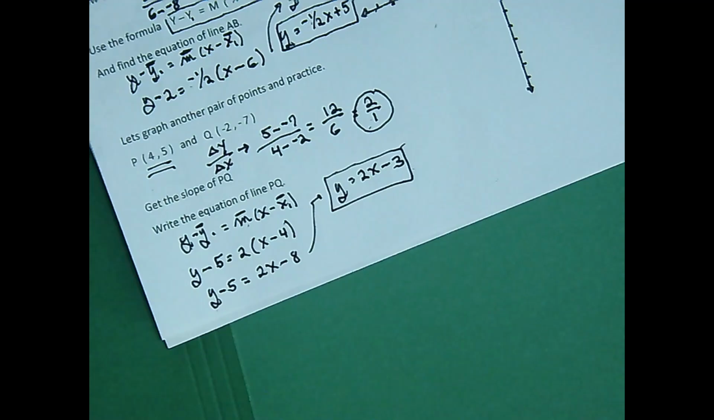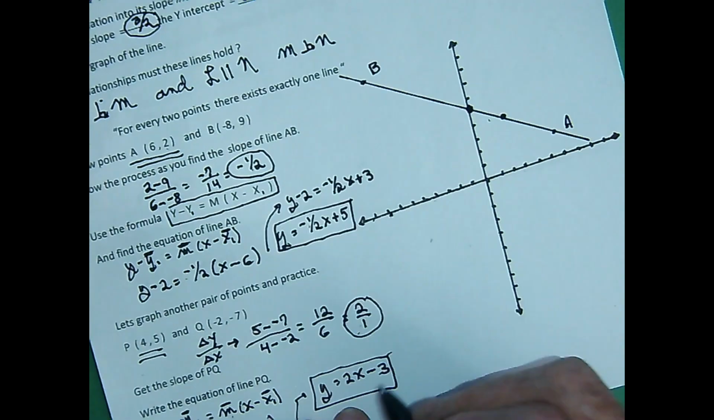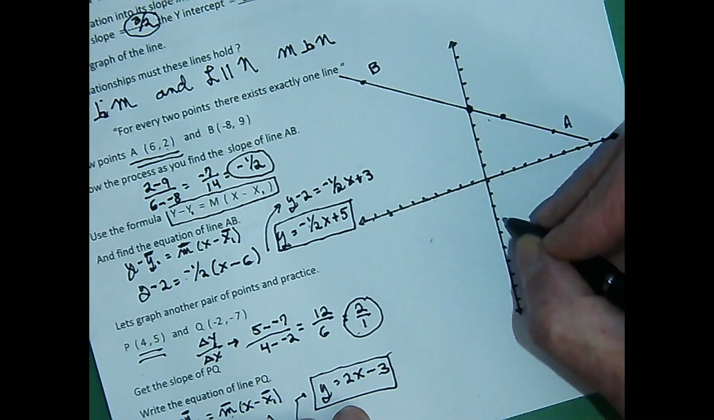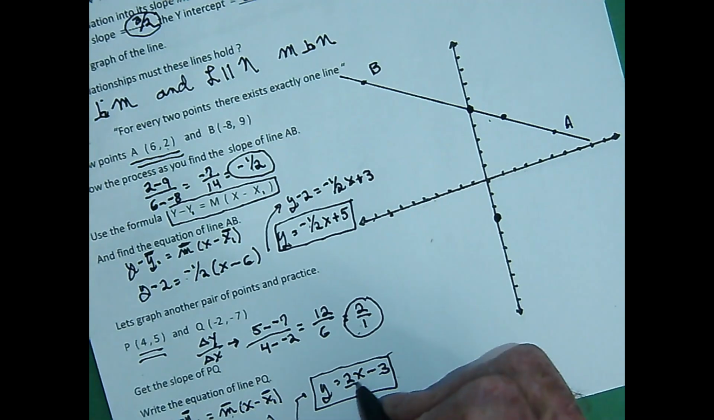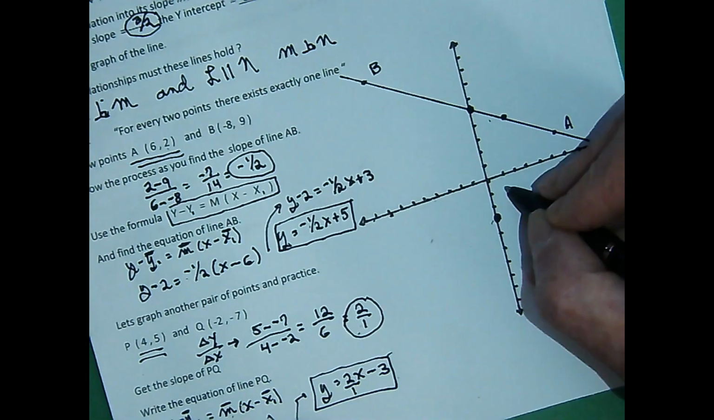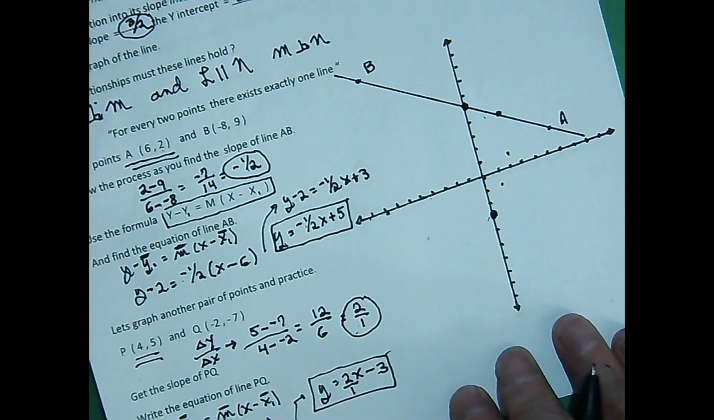So I'm just showing you that we could have used either point. Let's graph that line right now. And you know that the y-intercept would be negative 3, so I'll go down 3 places on the y-axis. And from there I ought to follow the slope. The slope is 2, but we're thinking of that as 2 over 1. So I could go up 2 and over 1, or I could go up 4 and over 2, and those points should appear collinear.